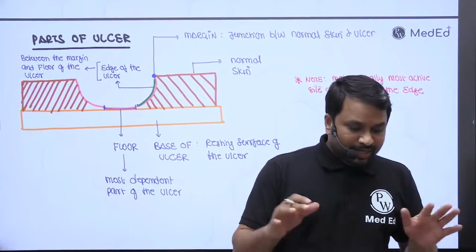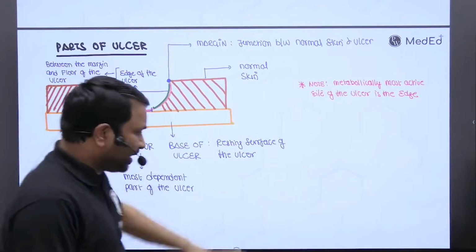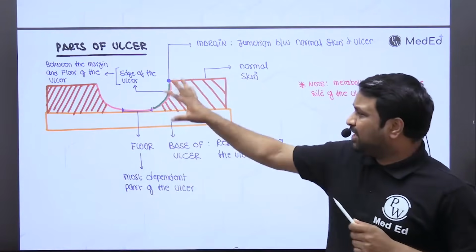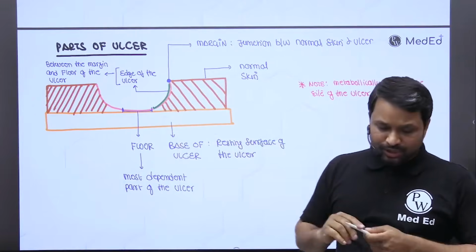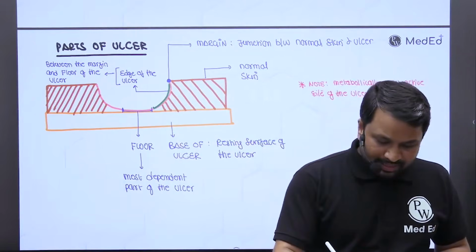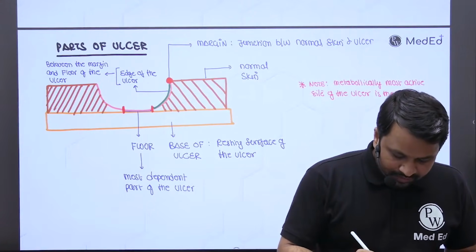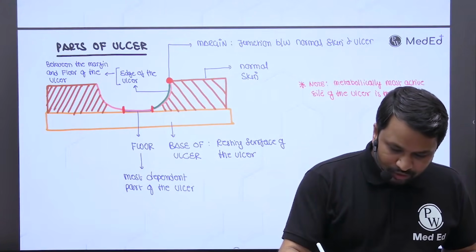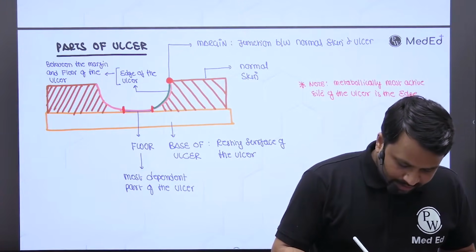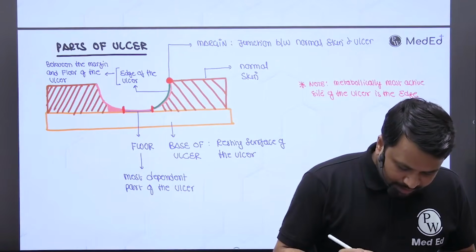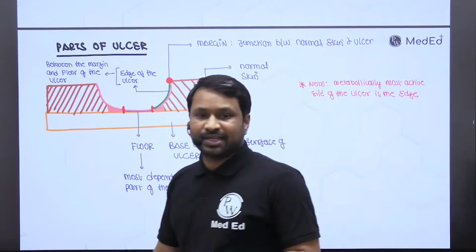So these are the various parts of the ulcer and their significance. I have given it to you. The same diagram you have to replicate in your exam. It's a simple stick line diagram. Anybody can draw it. Just make sure you practice once and you know the exact positions, so you can mark where exactly you have the margin, where exactly is the floor, and where exactly you can see the edge of the ulcer. Remember, the edge is the metabolically most active site of the ulcer, okay?